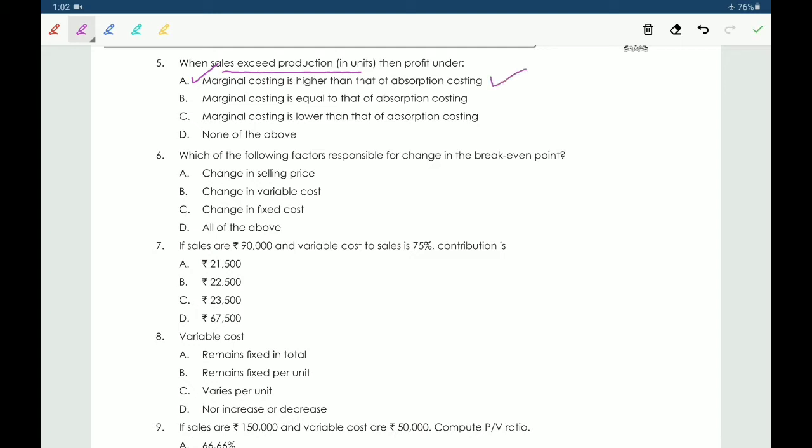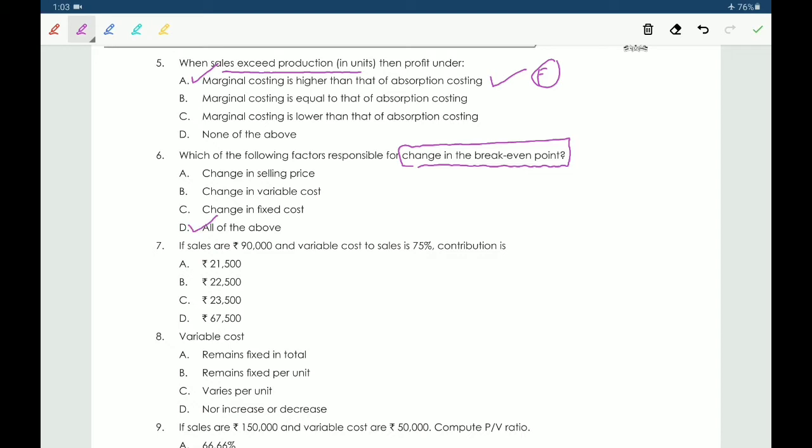Here fixed costs are treated as period cost, that's why marginal costing is higher if sales exceed production. Next, sixth one, which of the following factors are responsible for change in the break-even point? Option A, change in selling price. B, change in variable cost. C, change in fixed cost. D, all of the above. Yes, all of the above is the answer.